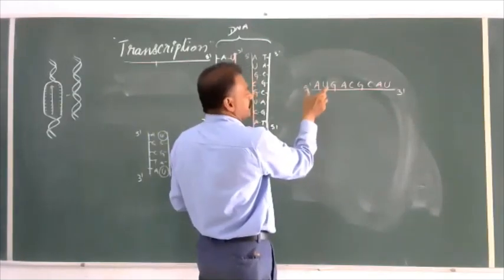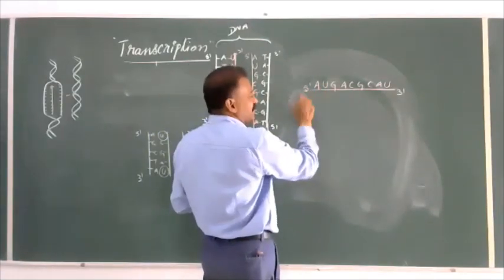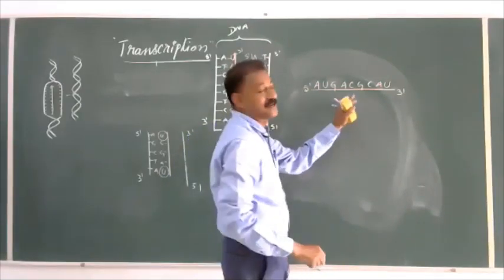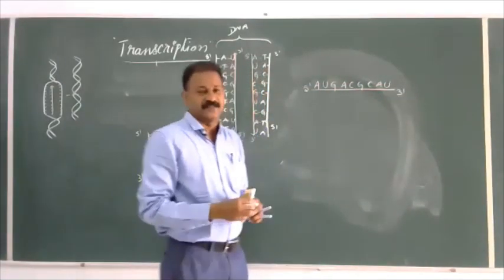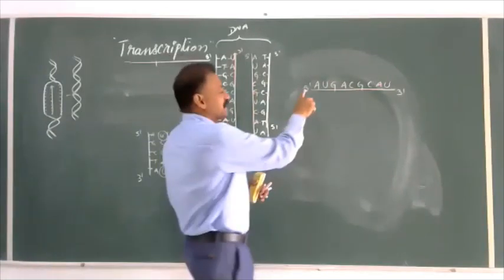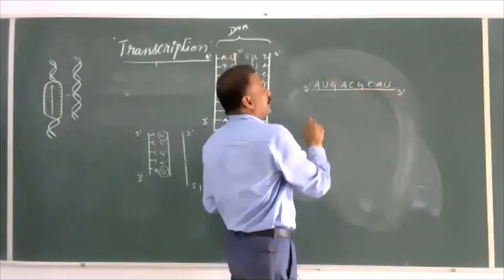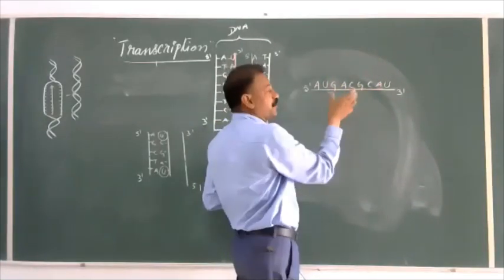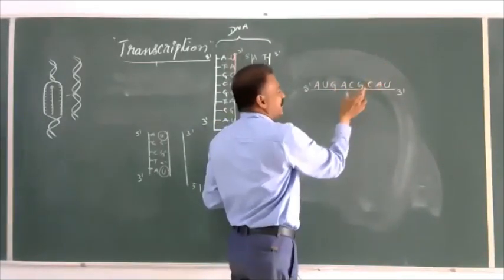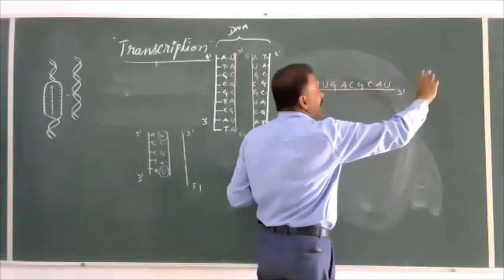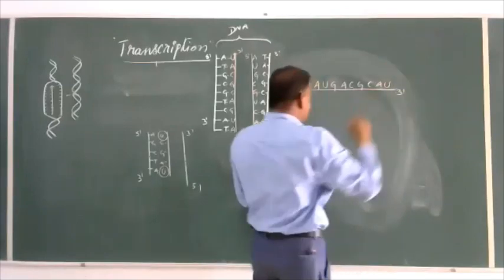Now, what is the function of this RNA? By taking this, it is going to participate in the translation process. Translation means based upon these specific sequences, amino acids will come. AUG means, for example, methionine. Like that, ACG means some other amino acid, CAU some other amino acid. And all these amino acids produce a protein.